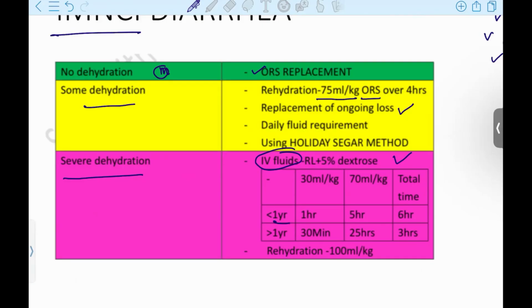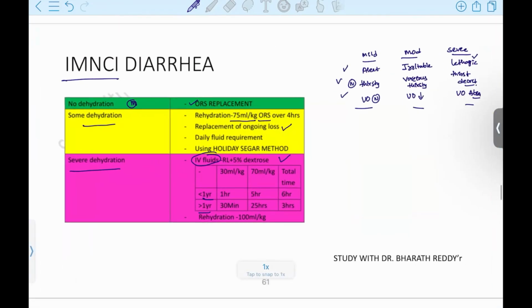Less than 1 year: within 1 hour, 30 ml per kg, and the next 5 hours, 70 ml per kg should be given. More than 1 year: within 30 minutes, 30 ml per kg, and the next 2.5 hours, 70 ml per kg should be given. So, okay, this can also be asked in the examination.